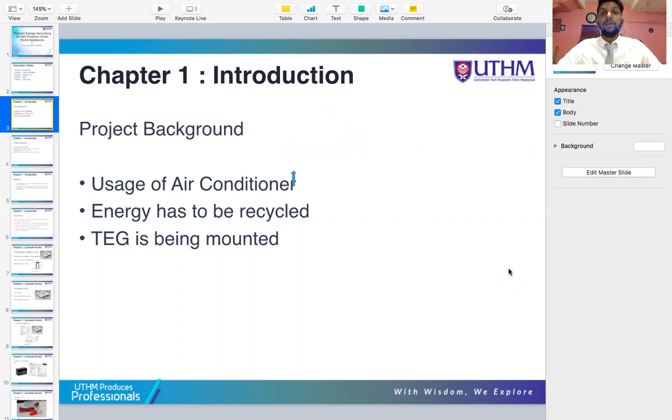So for my FYP, I'll be choosing heat energy to be recycled. Energy has to be recycled. There are benefits of recycling energy. I'll explain it today to both of my panels later. So a TEG is being mounted for my project, where TEG is a thermoelectric generator, which will convert heat energy into electrical energy, usable electric.